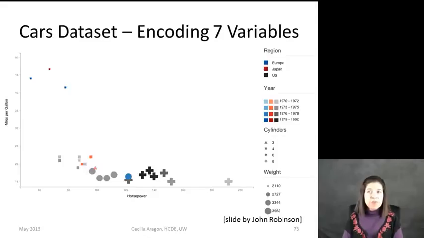And then finally, he used color hue for the region, Europe, Japan, or US, and color value or lightness for the year. Additionally, in his visualization, you could mouse over each of the marks, and the name of the model of the car would pop up. So, what do you think of this visualization? What works? What doesn't? And what could you do better? I'll leave that critique as an exercise for you.